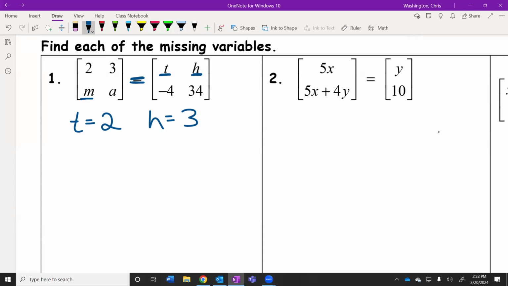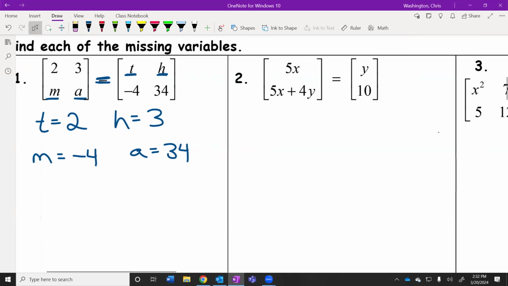What about m? Good. And what about a? Good. We're just lining those up. They are equal. And if they're equal, those corresponding positions have to be equal also. And we can use that to solve a whole bunch of equations.